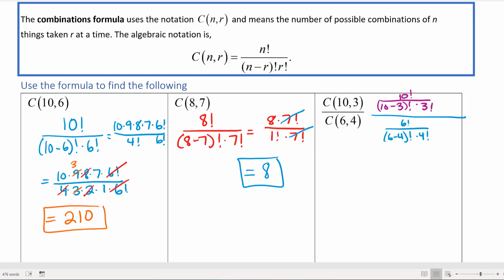So I'm going to have to work each of these. So in the numerator in purple I have 10 times 9 times 8 times 7 factorial. I stop at 7 because I know I have another 7 factorial in the denominator.